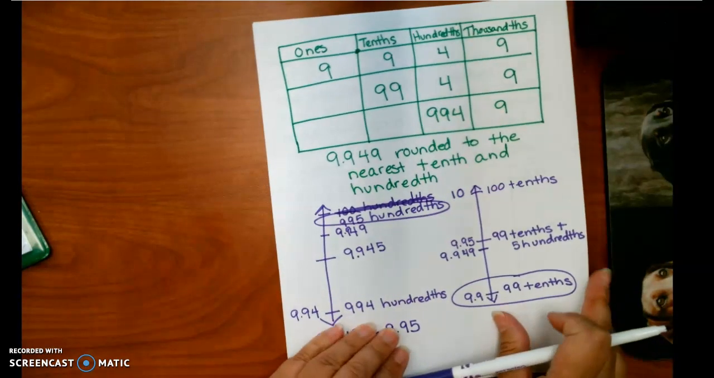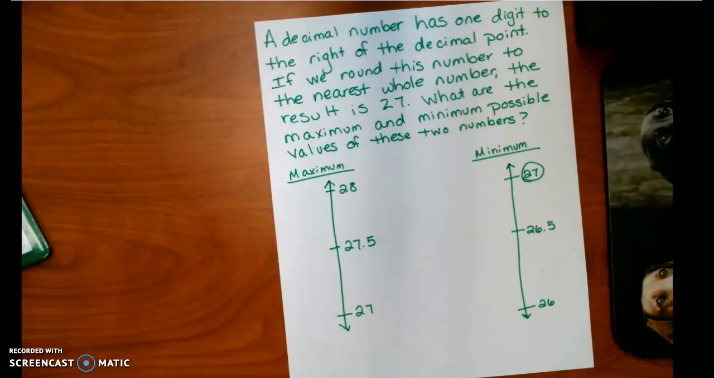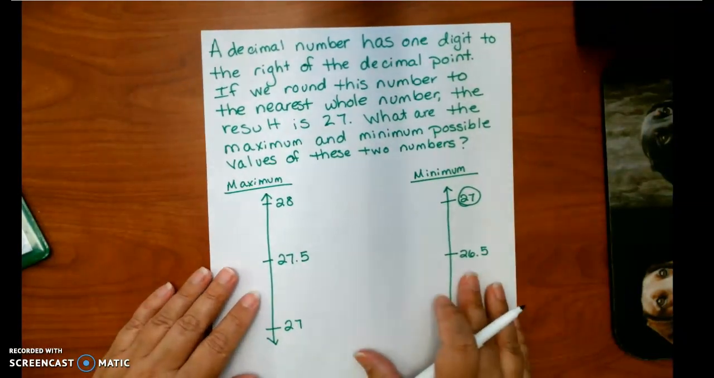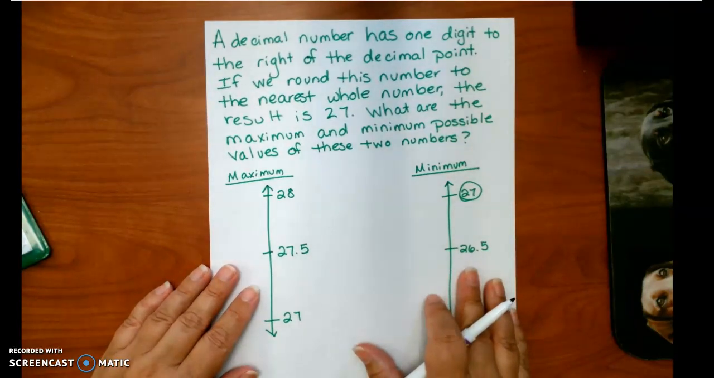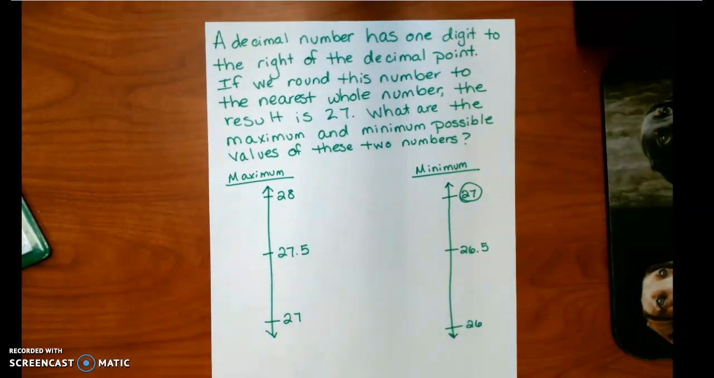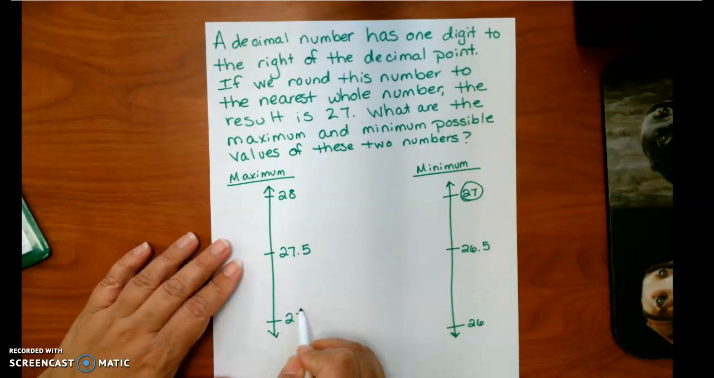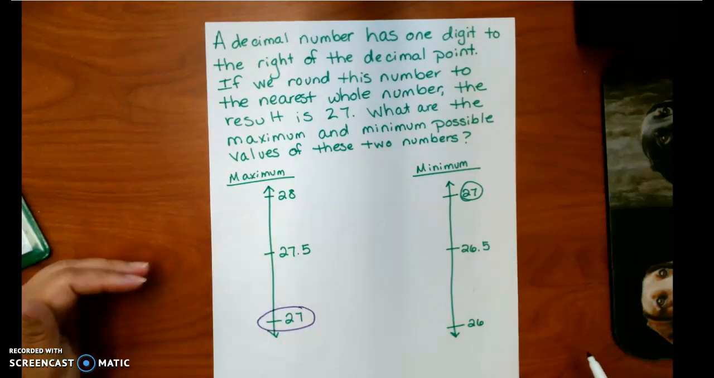Okay, so let's keep moving. A decimal has one digit to the right of the decimal point. If we round this number to the nearest whole number, the result is 27. What are the maximum and minimum possible values of this number? So we don't know what our number is, but we know that when we round, it's going to round to 27. So this is the number we want to end up with.